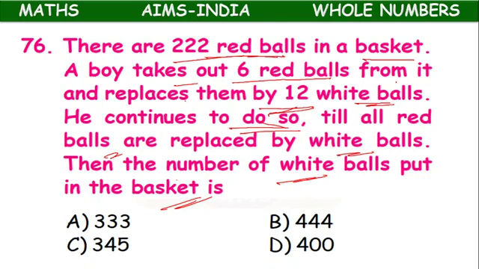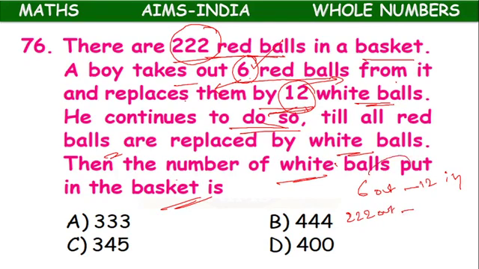So directly we can tell, there are total 222 red balls. He is taking 6 red balls out and keeping 12 white balls in. Means double. If he takes 222 out, double white balls he is keeping, then 444 he will keep in. So 444 white balls he will keep inside. So option B, 444, is the right answer.